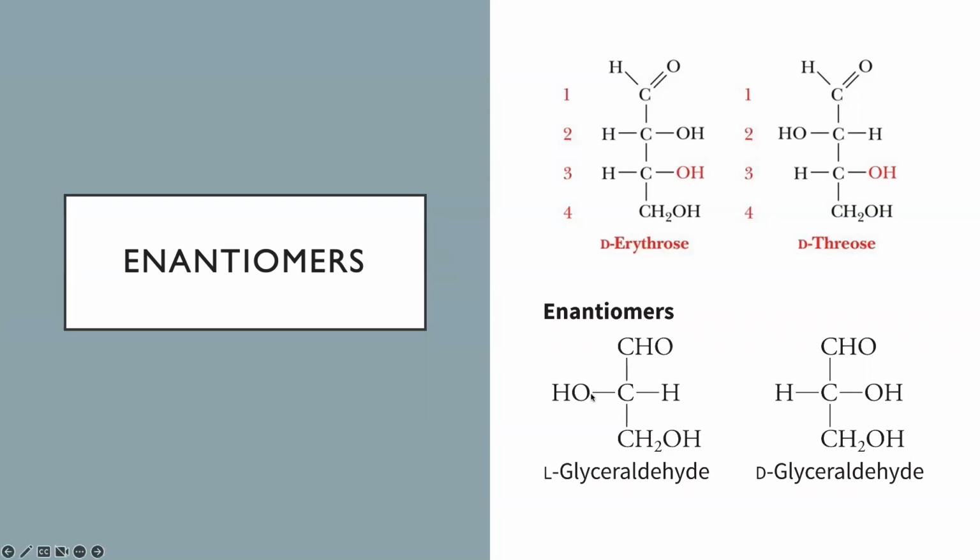If the hydroxyl group is to the left, then it's going to be an L enantiomer. And if the hydroxyl group is to the right, then it's going to be a D. In nature, most of the sugars are going to be of the D enantiomer. But if we have more than one hydroxyl, then you're going to number your carbons starting with the highest. And here you can see the numbering.